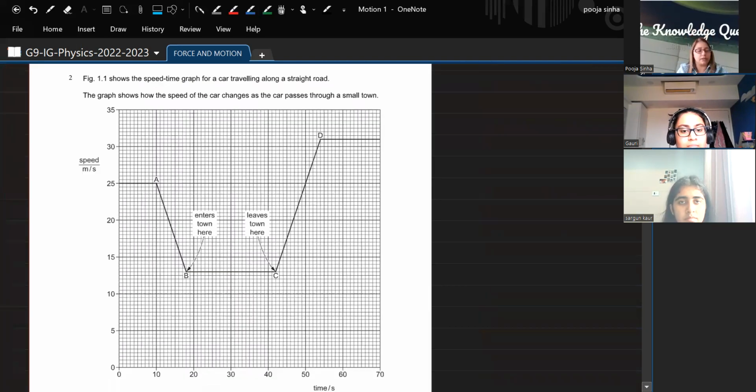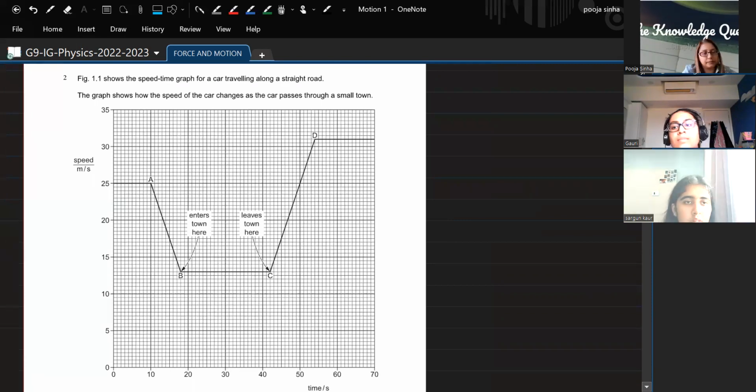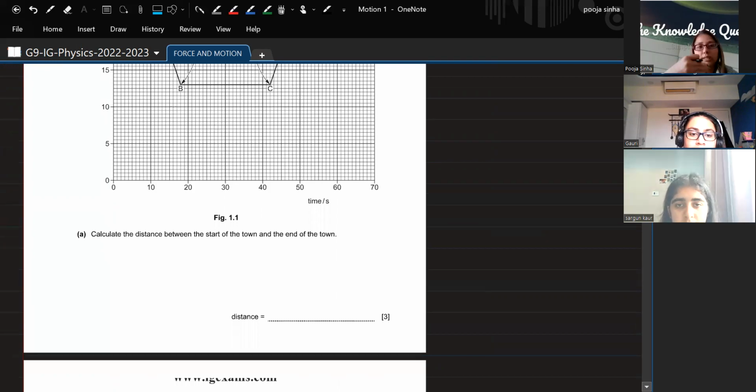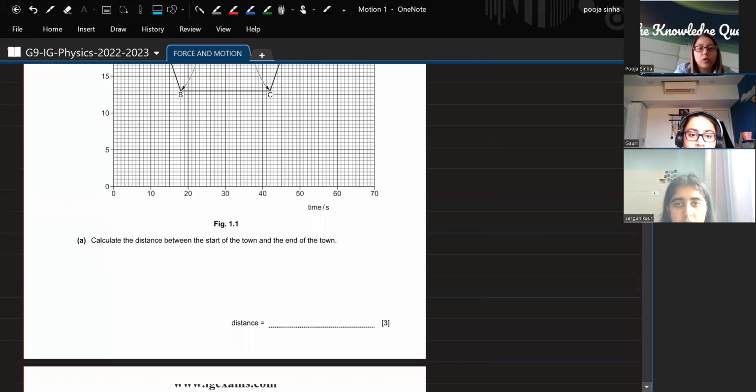Okay. Sargun, read the question. Figure 1.1 shows the speed time graph for a car traveling along a straight road. The graph shows how the speed of the car changes as the car passes through a small town. Okay, then you can see the graph, right? आप अपने screen पे भी open कर लेना by chance if you want to expand and see it. What does it say again? Calculate the distance between the start of the town and the end of the town.